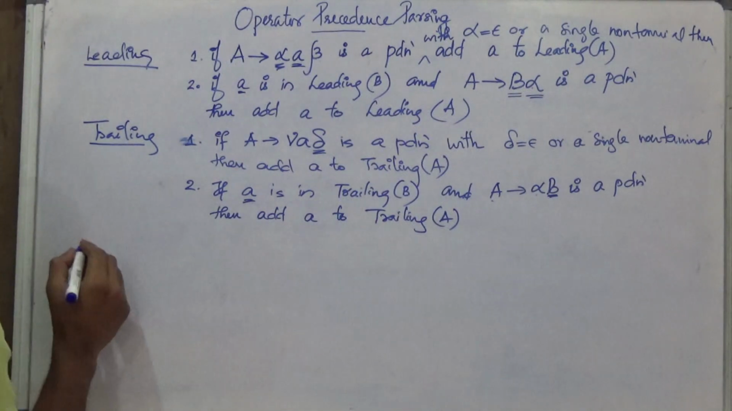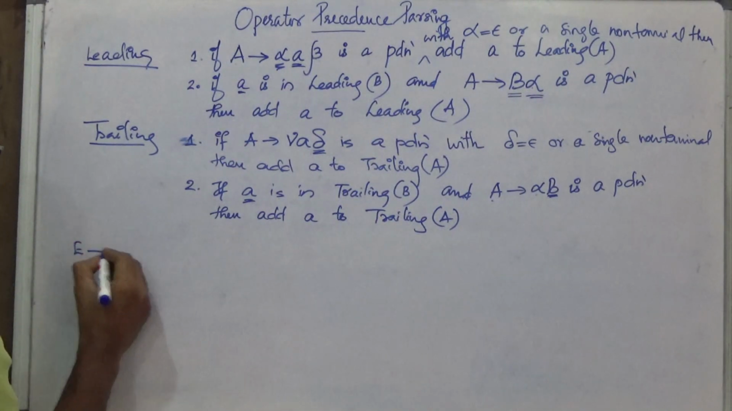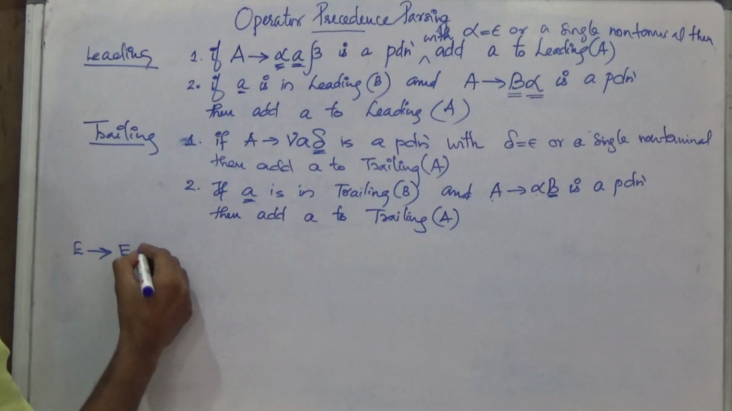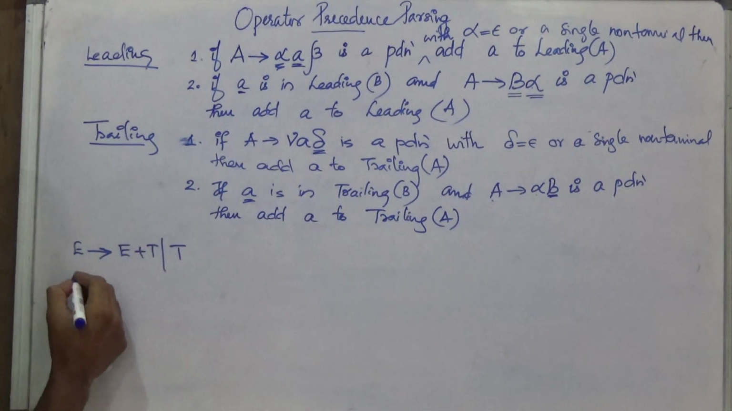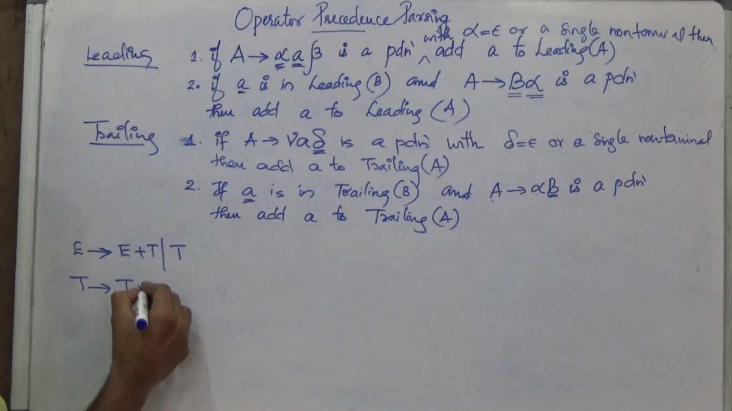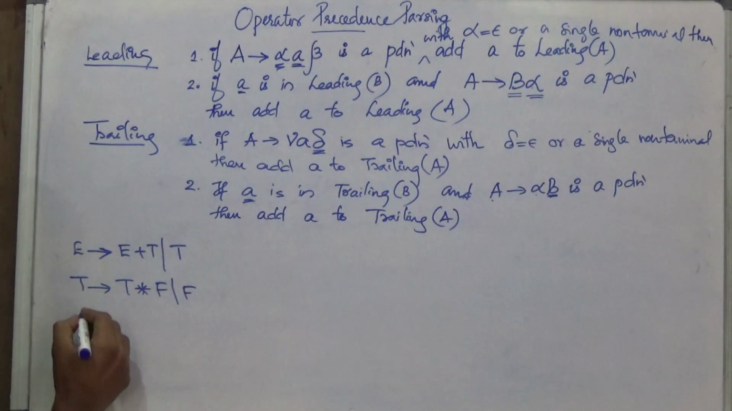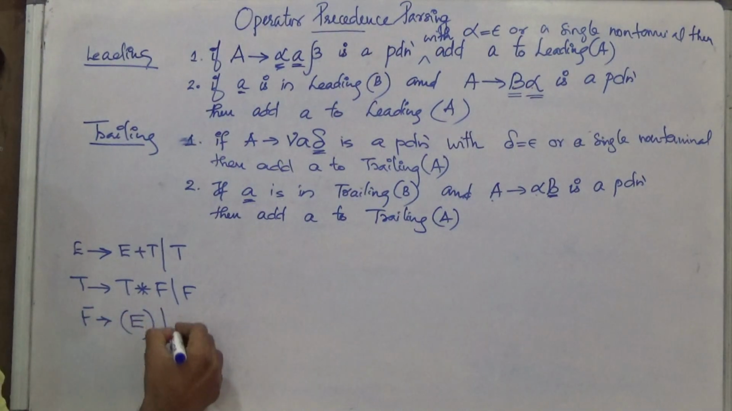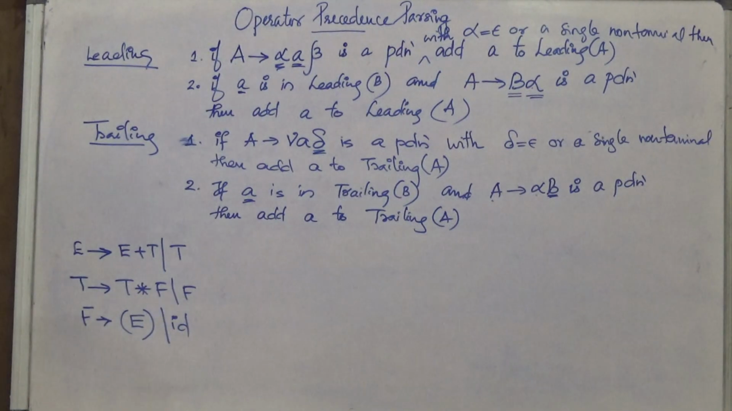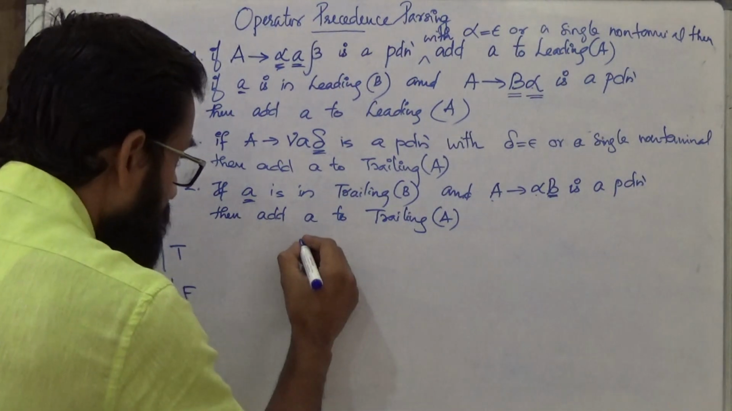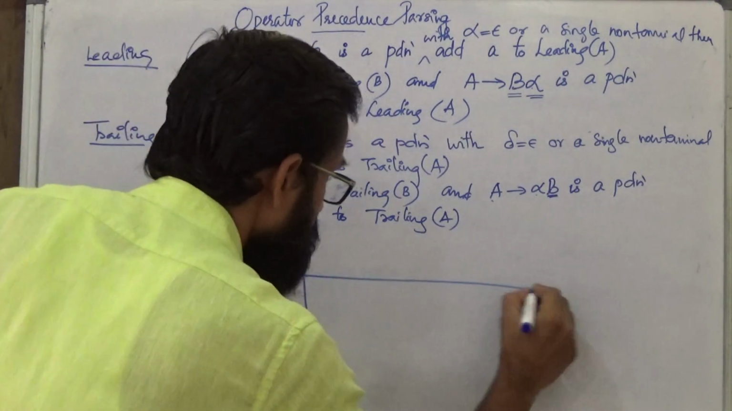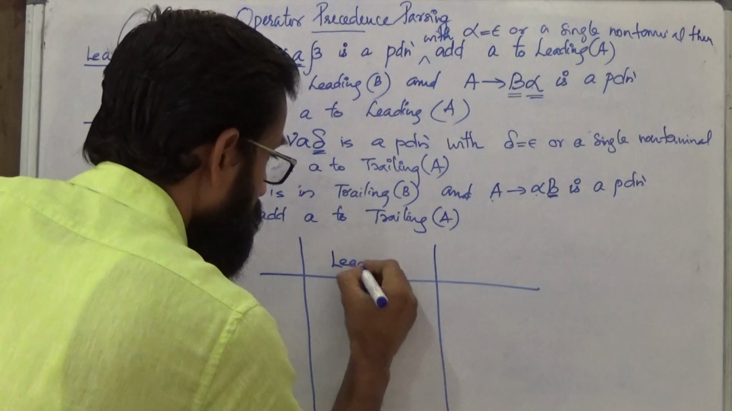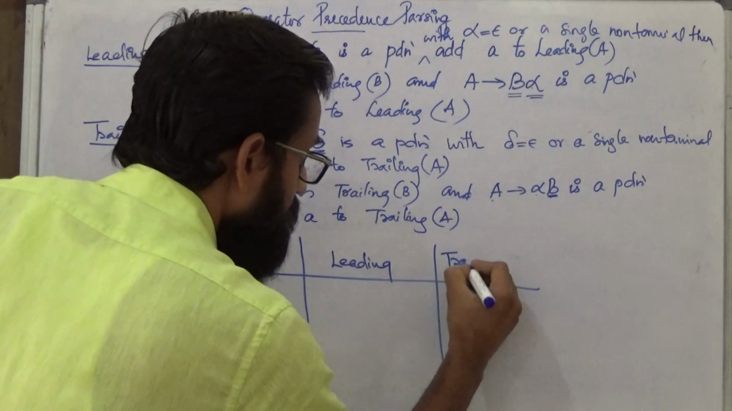Now let us take this particular grammar: E giving E plus T or T, T giving T star F or F, F giving E inside parenthesis pair or ID. So this is actually an unambiguous grammar for arithmetic expression involving addition and multiplication. So we are trying to compute or determine leading and trailing.